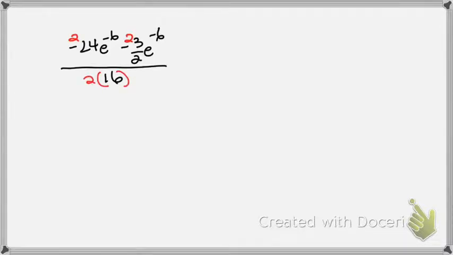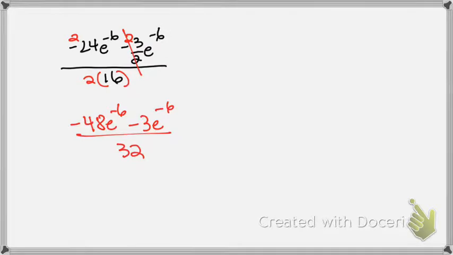And what do we get now? We have a -48 e to the -6. These 2's cancel. I get a -3 e to the -6. And on the bottom, I have a 32. Okay, well, what do I do with that? Those in the numerator, believe it or not, those are like terms. It's really no different than if I do 5x plus 2x. I'd say that's 7x. You don't do anything to the x, you leave it there. Well, what we're going to do here is just add the numbers in front also. -48 minus 3, that's a -51 e to the -6.